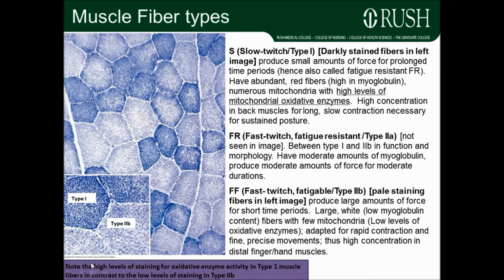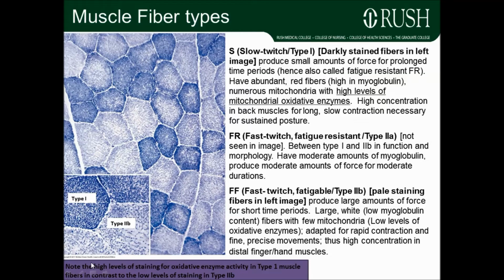Let's just briefly take a quick look at them without going into great detail. First, you have the slow twitch muscle fiber type, also called type 1. These are specialized for small amounts of force over prolonged periods of time. Therefore, they are also called fatigue-resistant fibers.